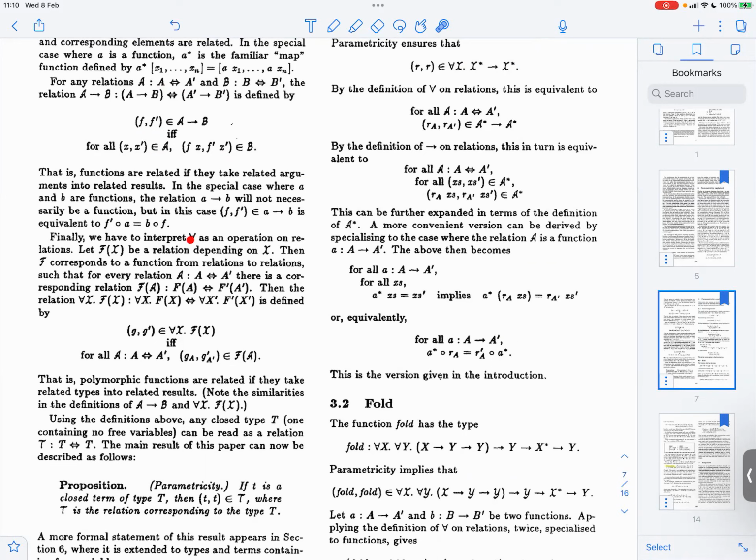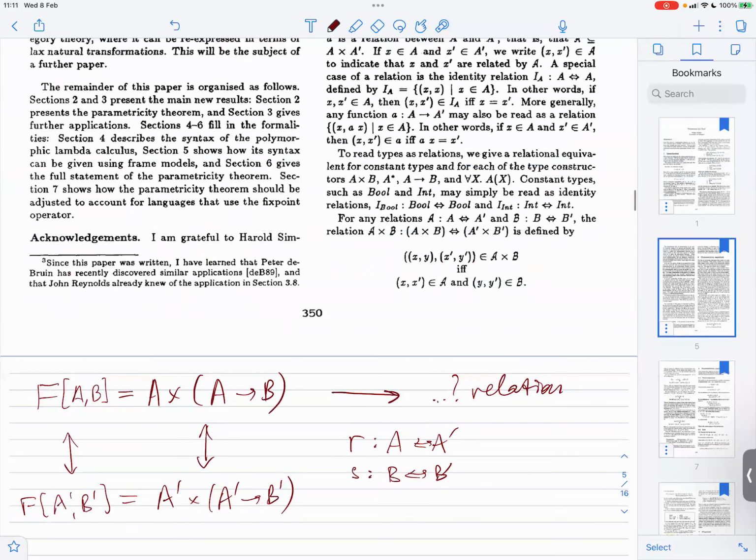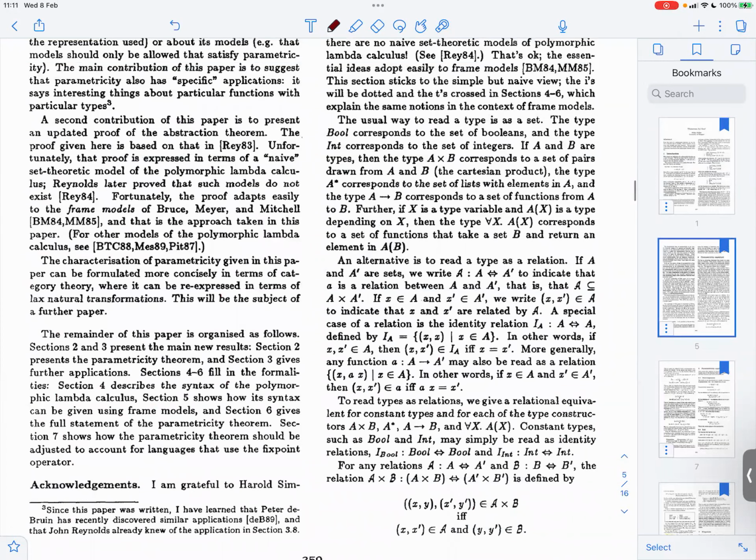And then comes here the construction with the universal quantifier. So how do you translate a type with a universal quantifier into a relation, right? So what we're doing here is we're translating types into relations. So we have type expressions like these, and we need to translate them into relations. That's what is supposed to be done here, to read types as relations. So how do we read this type as a relation?